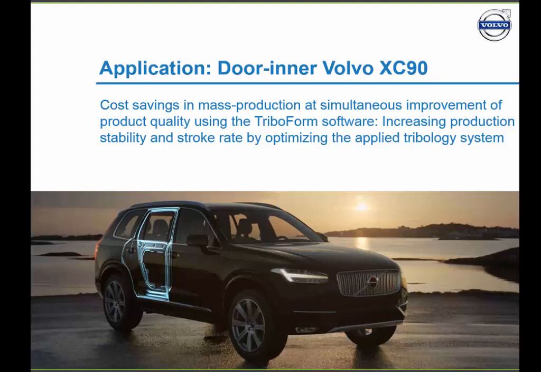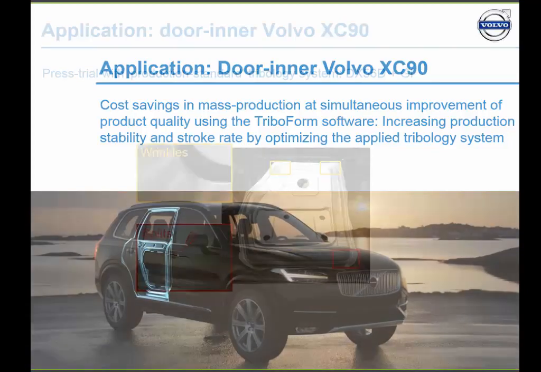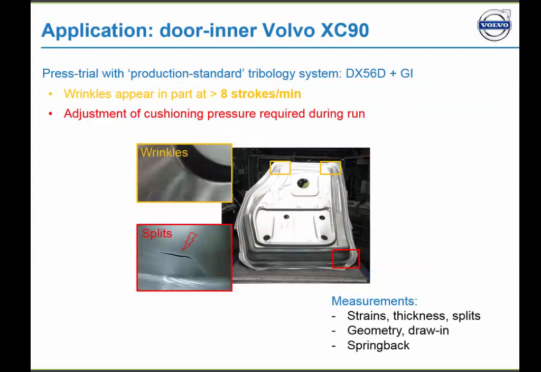However, if they increase the stroke rate, then they know that they will have wrinkles in the part. On the other hand, if they do produce the part at 7 strokes per minute, then at a certain moment they have to reduce the cushioning force or the cushioning pressure because otherwise they will find cracks in production. Their question was, could we predict beforehand which sheet material and which lubricant we should have used in production to overcome these issues and to increase the stroke rate to the desired stroke rate of 14.